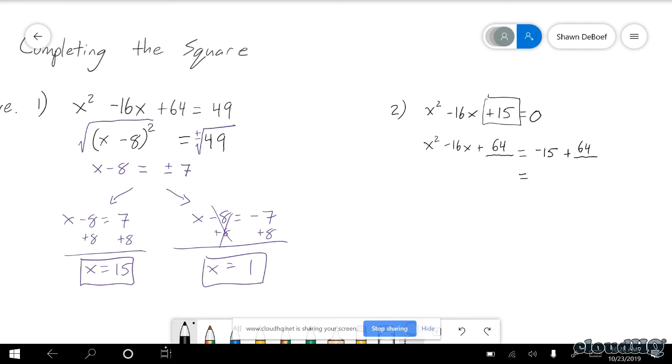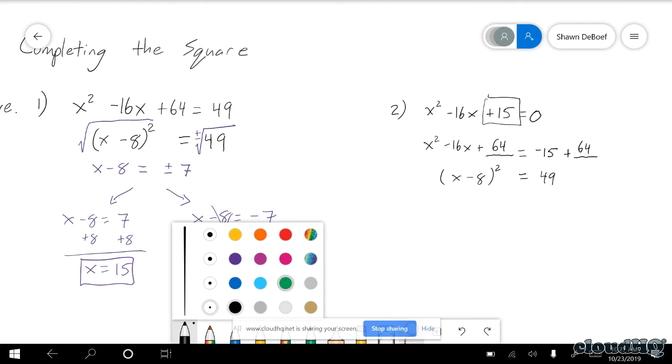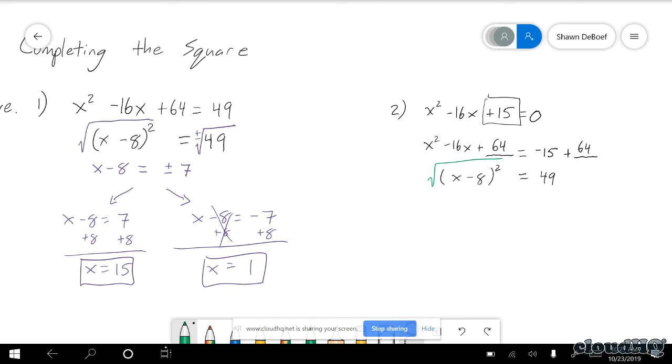What do I have on the right side now? Oh, 49, kind of like I did on number 1. Now, what is the left side factor to? X minus 8 squared. Oh, kind of like the last problem. So to finish this problem, I'm going to go through the rest quickly because we already did it on the last problem. I don't think we need to spend a lot of time finishing this one, but don't forget to do your plus minus when you square root.